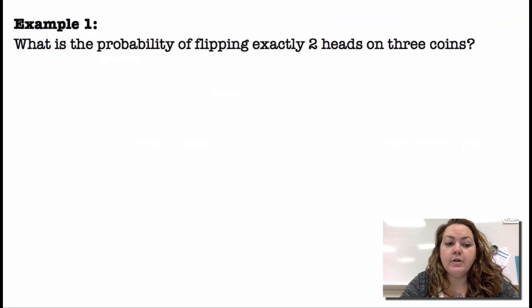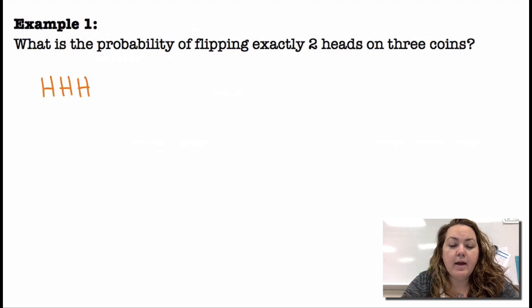All right, our first example. What is the probability of flipping exactly 2 heads on 3 coins? This time I have 3 coins, and I want to know what's the chances of getting exactly 2 heads. So I want to list out the sample space, which is all of the possible outcomes that I could get with 3 coins.